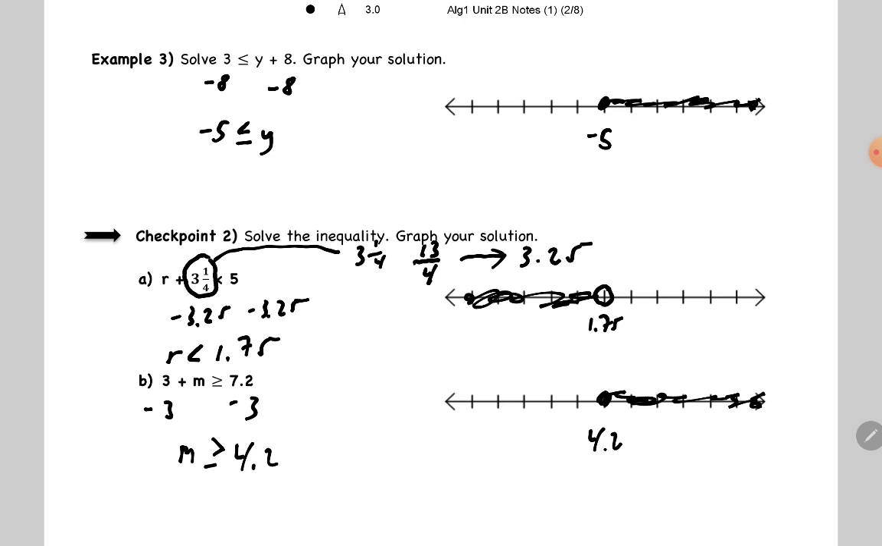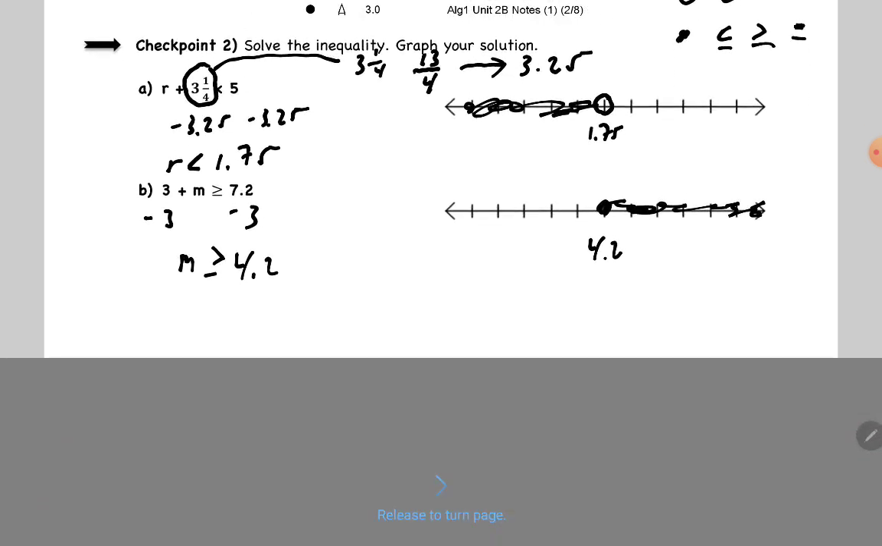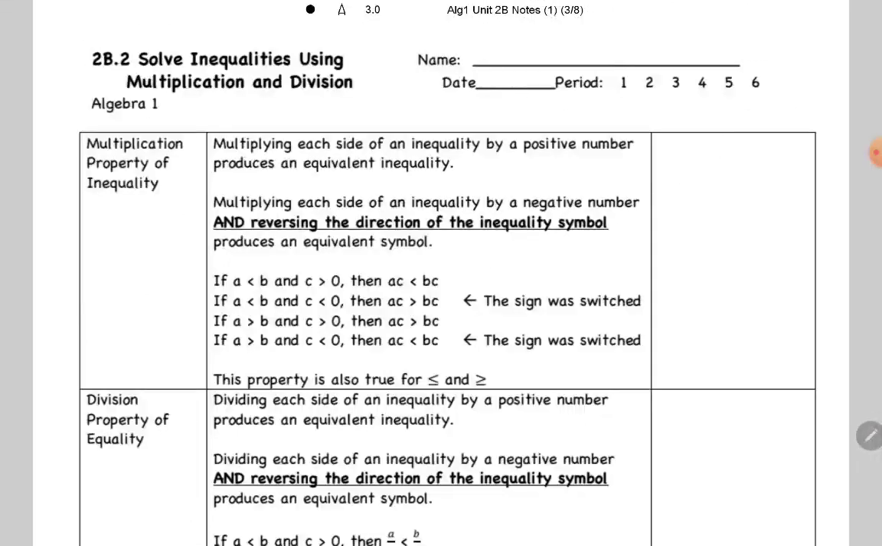So make sure you know which one is an open dot. Open dot is less than or greater than. Closed dot is less than or equal to or greater than or equal to, or just equal to. And that's that.